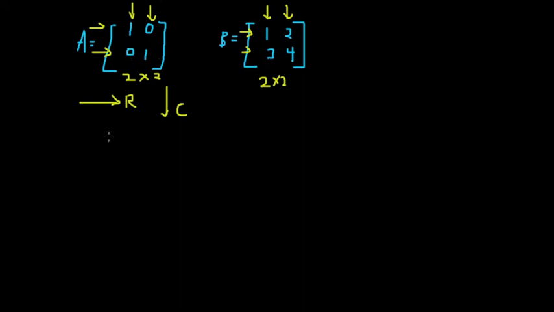So let's do the matrix addition. We have to add matrix A to matrix B. Let's do the simple calculation. We have 1 adding 1, so 1 plus 1 gives us 2. 0 plus 2 will give us 2, 0 plus 3 will give us 3, and then 1 plus 4 will give us 5.